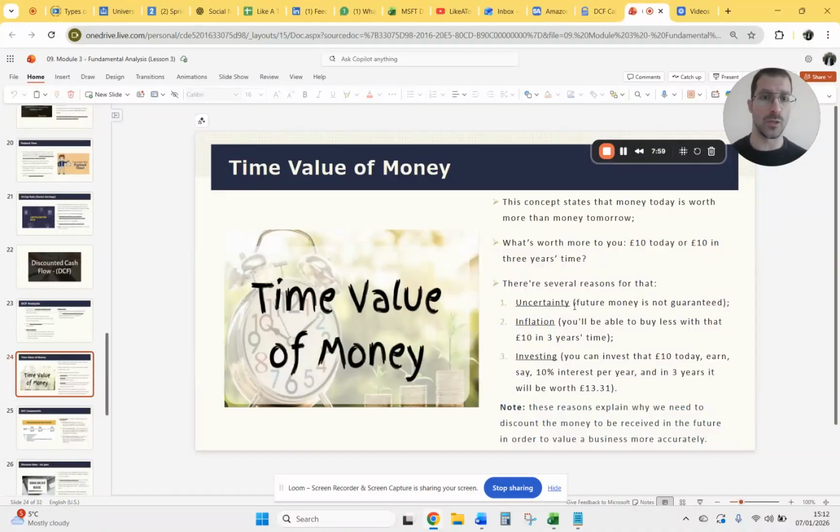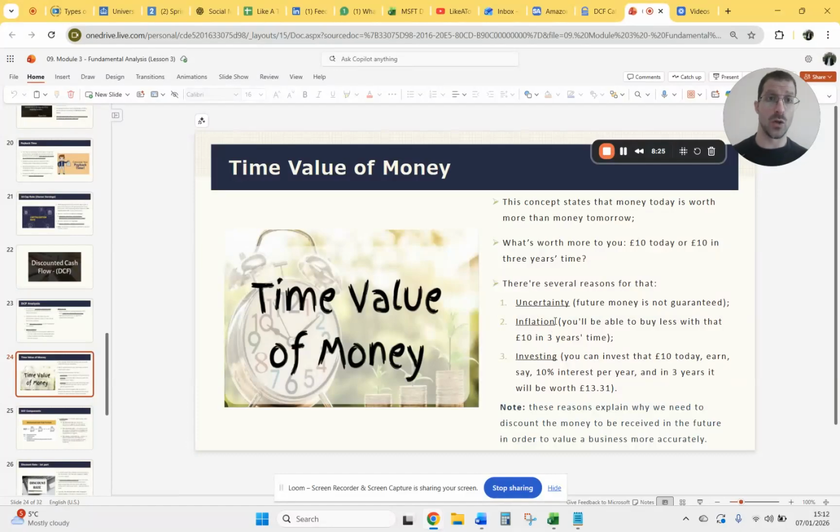Number one, for example, you have uncertainty, because there are no guarantees that you're going to give me those $10 in the future, right? And so you want that money today. You don't know if I'm going to be able to pay it back to you in the future. So number one, we have uncertainty. Future money is definitely not guaranteed.